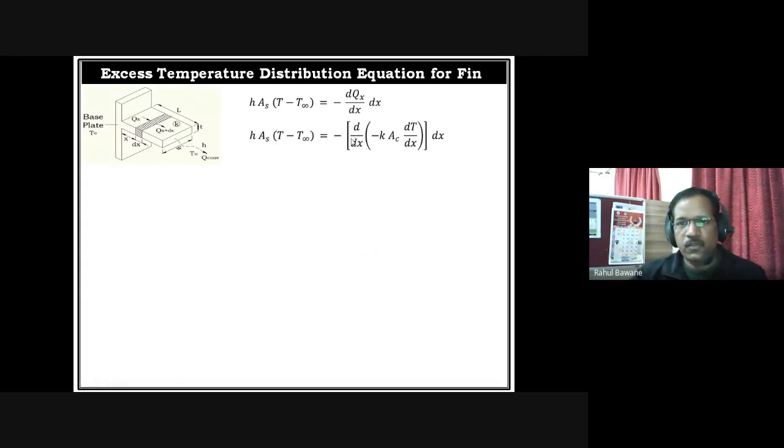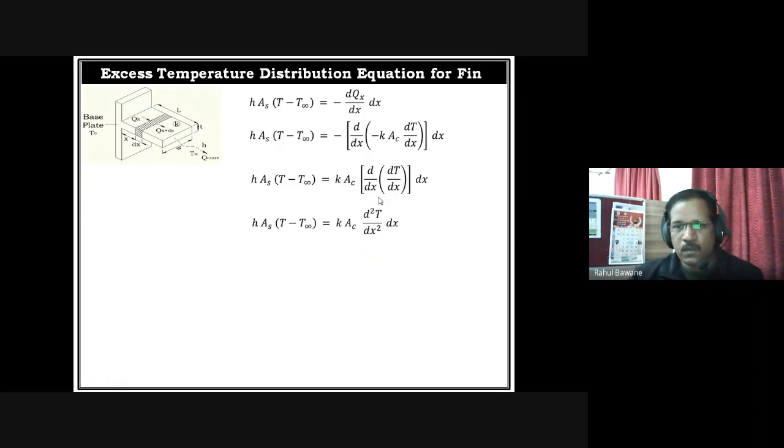Now putting the value of Qx. So minus d by dx of Qx. What is Qx? Minus k Ac dT by dx. On simplifying, minus minus becomes plus, and k and cross-sectional area remain constant with respect to dx, so we keep k and cross-sectional area outside of this bracket. So it is k Ac d by dx of dT by dx into dx.